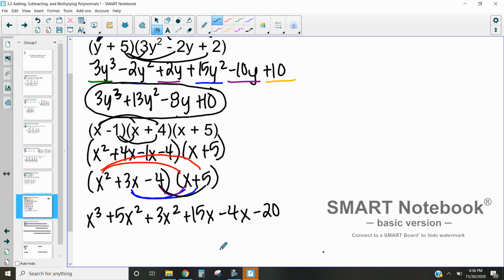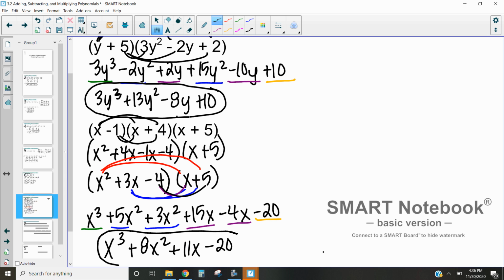Now, our very last step is we need to combine those terms that are alike. So let's take a look. We've got 1x cubed. I have 2x squareds. I have 2 x's, and I have 1 constant. So let's combine those. I still have x cubed. 3x squared plus 5x squared gives us an 8x squared. 15x minus 4x gives me a positive 11x, and then minus 20. And this is what we're going to combine it out to be.